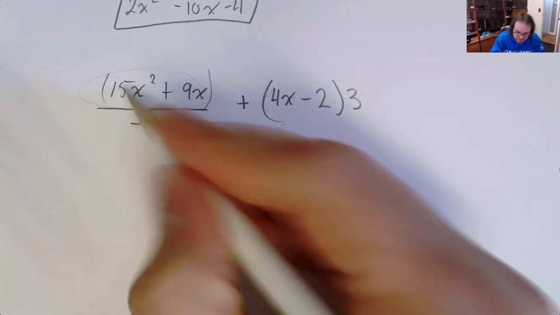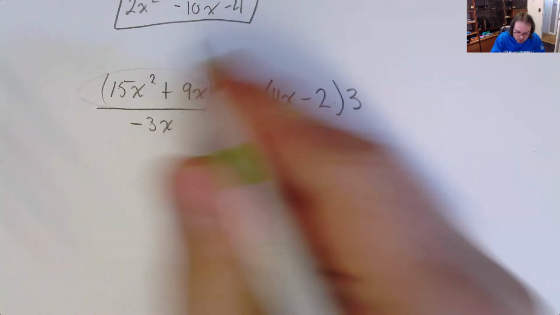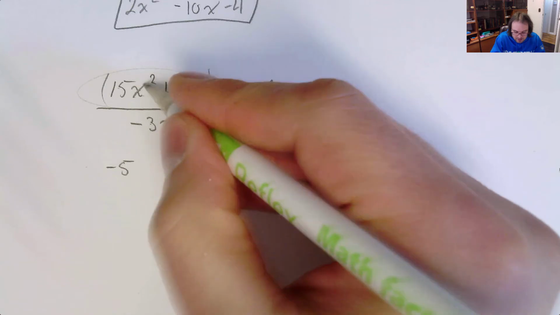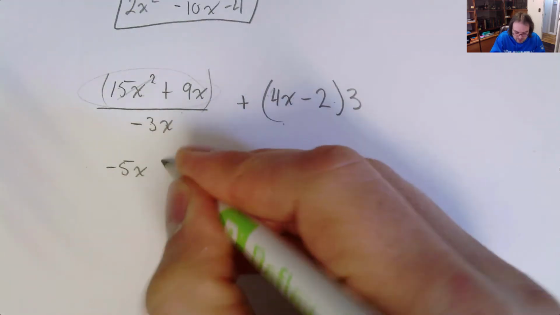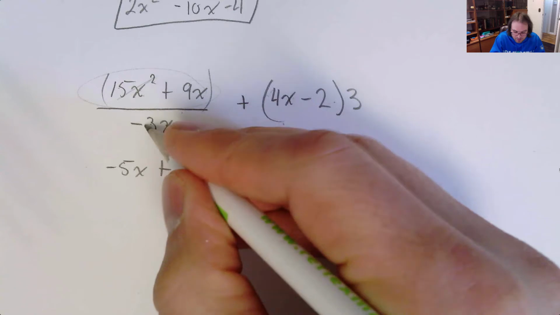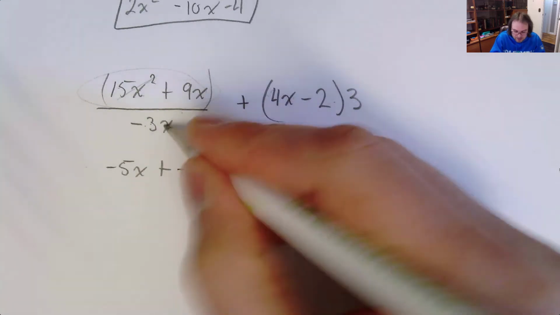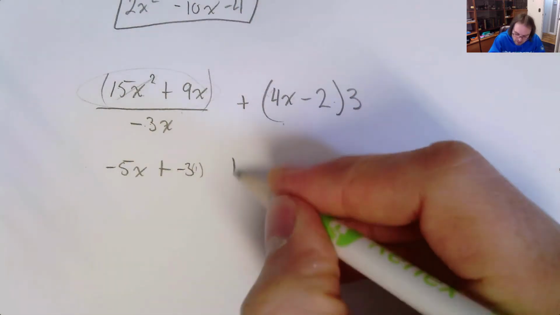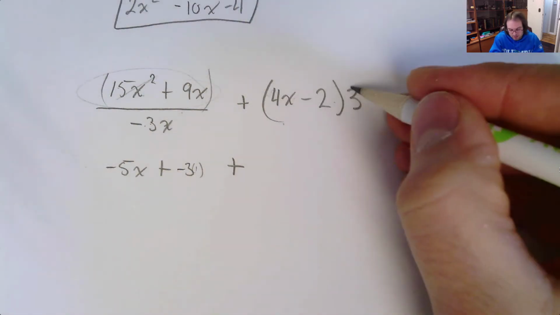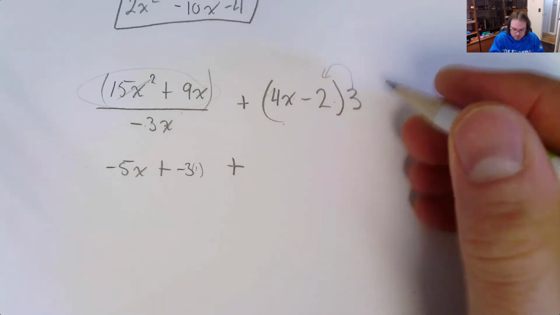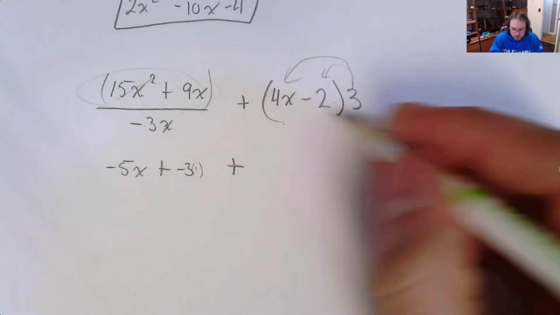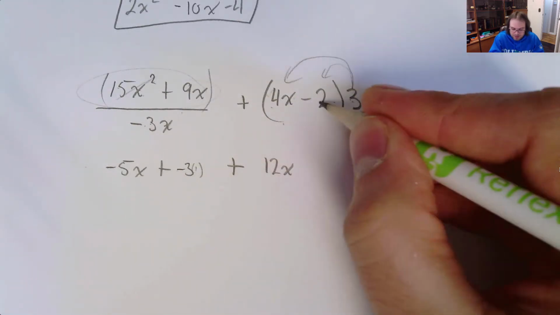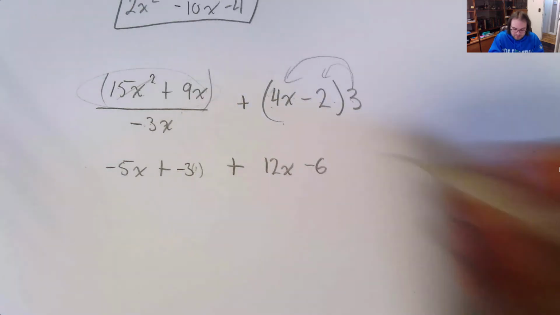So I'm going to have 15 divided by negative 3, which will give me negative 5. x squared divided by x gives me x. Here we're going to have 9 divided by negative 3 gives me negative 3, and x divided by x gives me 1. Now we've got to do our multiplication on this side. So 3 multiplied by 4x is 12x. 3 multiplied by negative 2 is negative 6.